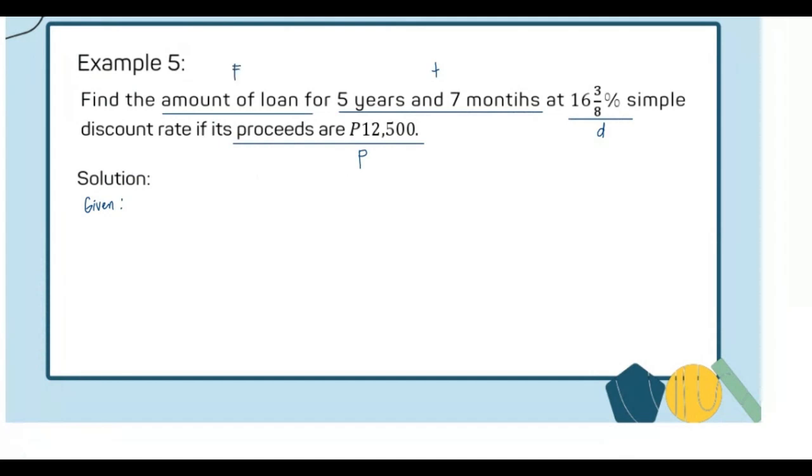So, let's write those down. For T, that's going to be 5 years and 7 months.